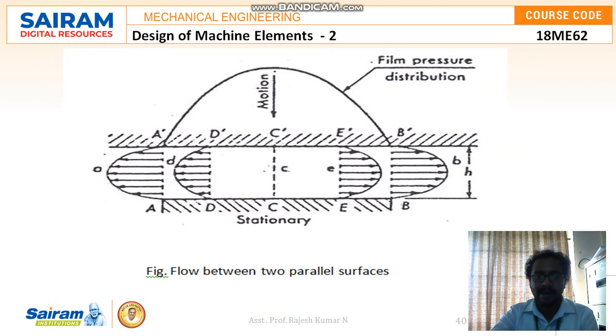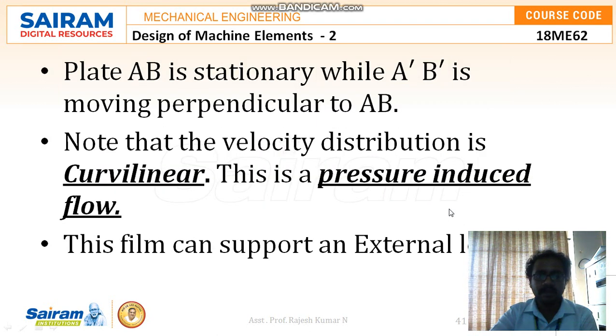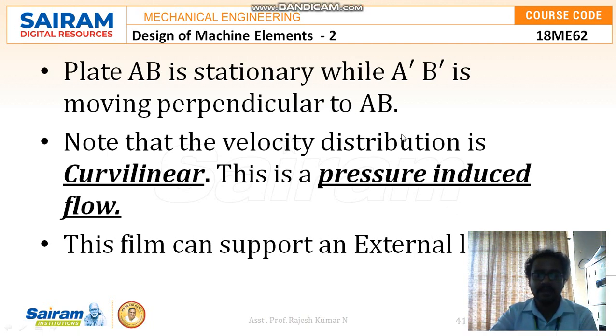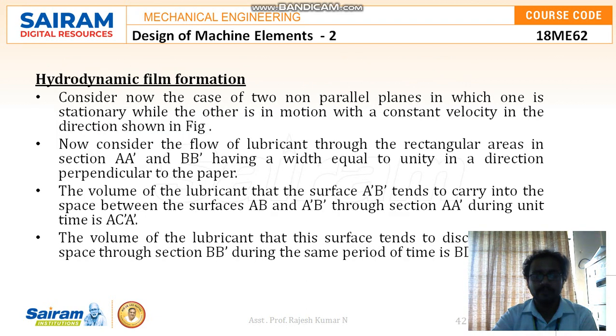And this is the flow between two parallel surfaces, where we have A dash, B dash, and the oil film distribution we can see as C dash, D dash and E dash, where C dash is the motion taking place, and we can see the film pressure distribution in a parabolic form, and the stationary part as well, where the plate AB is stationary while A dash B dash is moving perpendicular to AB. So note that the velocity distribution is curvilinear, and this is a pressure induced flow, and this film can support an external load.